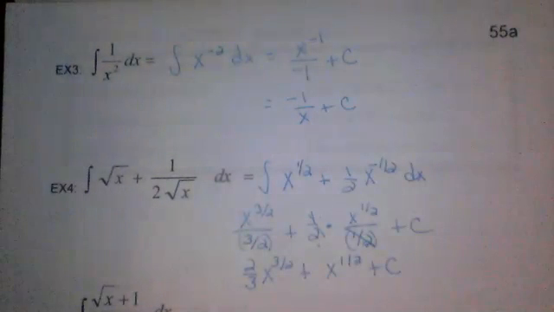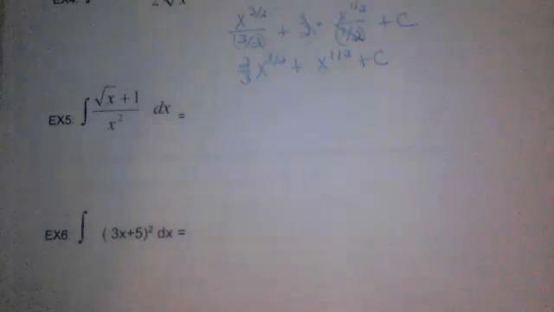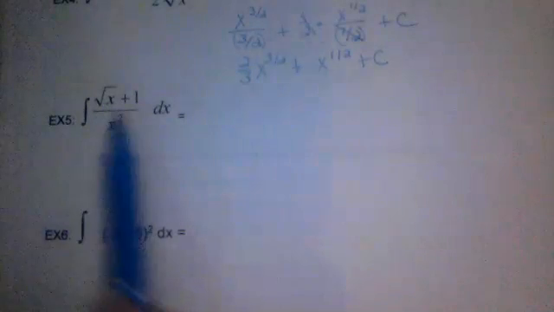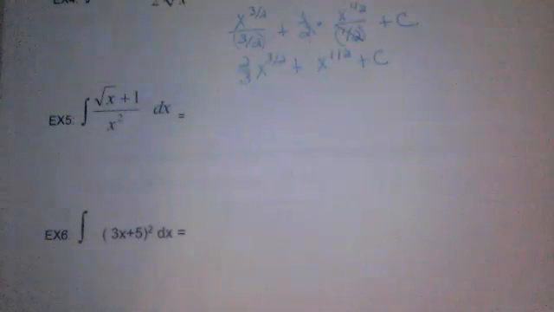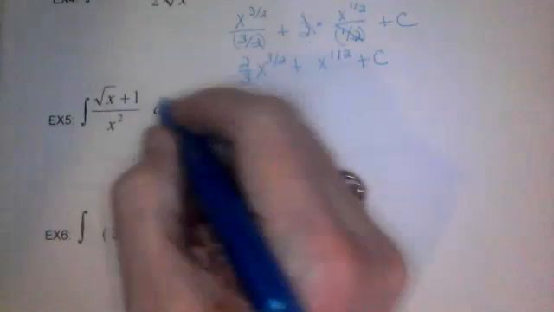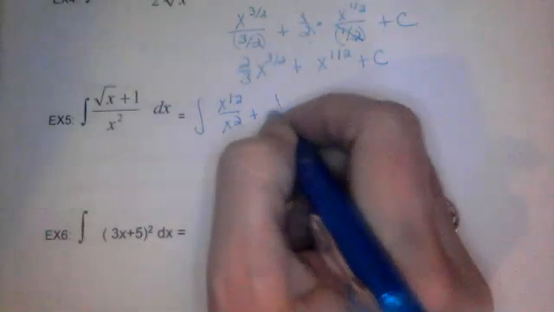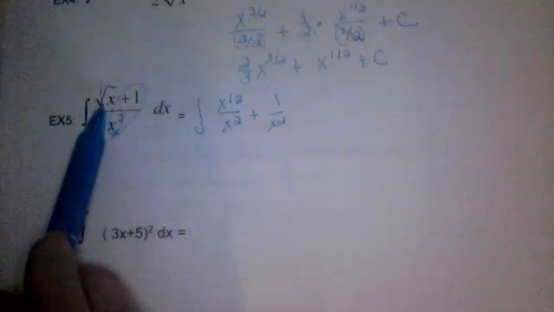All right. When we look at this next one, we're going to need to rewrite it first. Now, since none of the rules that we went over had to do with quotient rule, we haven't talked about that, then we do need to split this thing up. So we're going to have the integral of x to the 1/2 over x squared plus 1 over x squared. I just split it up this way, and the square root is the 1/2 power.